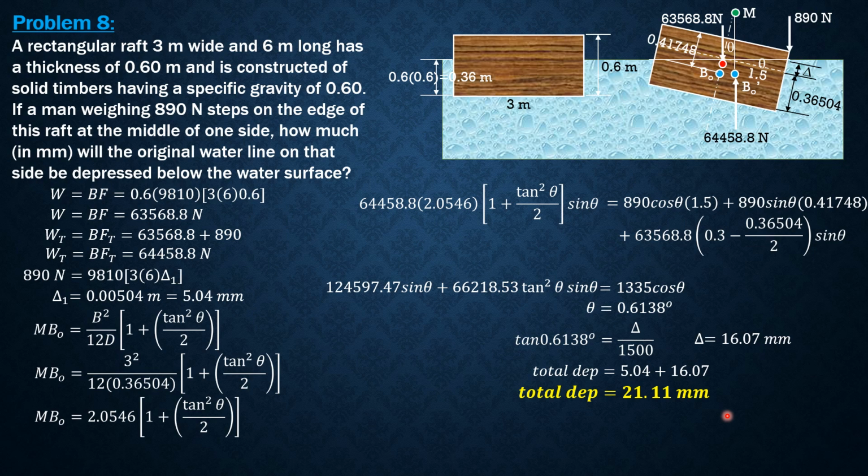21.11 mm. So this problem can also be solved approximately, and the total depression will vary a little, but very little, so it is still practical. We ignore the moment of this weight here, and the moment arm of 890 is just taken as 1.5 because theta is very small, and you will arrive at very close results. So that's the practical approximate solution.